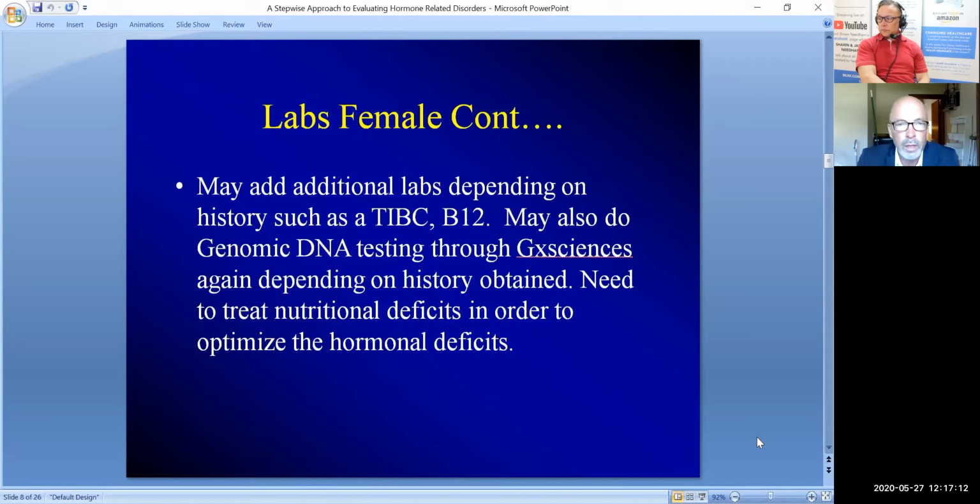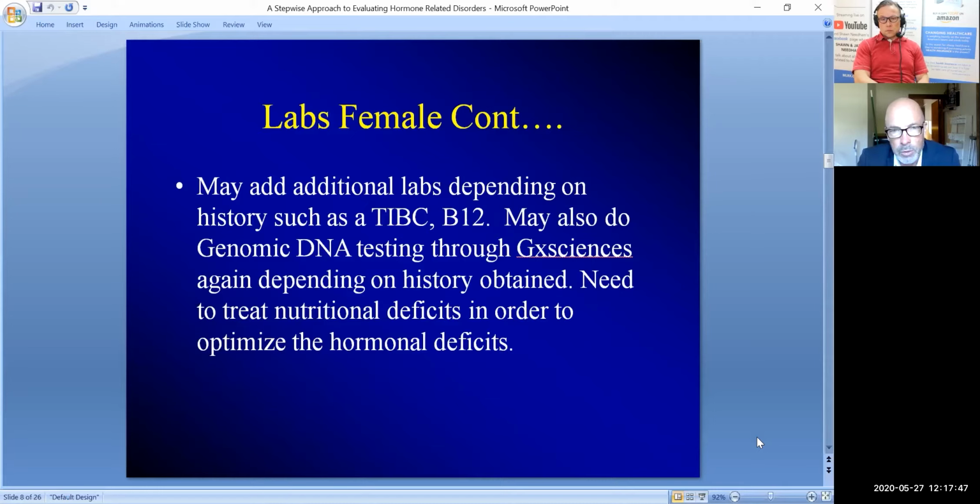Okay, so I may add additional labs, again based on their history: fatigue, unusual amounts of menstruation or heavy amounts. Then I'm going to check total iron binding capacity, which will include their ferritin level. It's not uncommon for me to see ferritin levels in the 10, 16, 20, maybe 30s, but again, I like to see that closer to 70 to 90 for optimal.